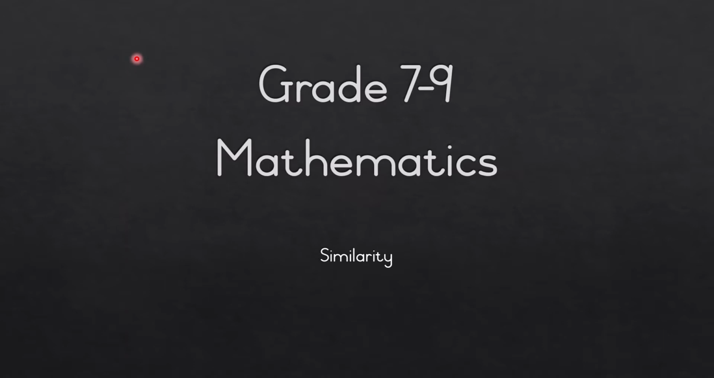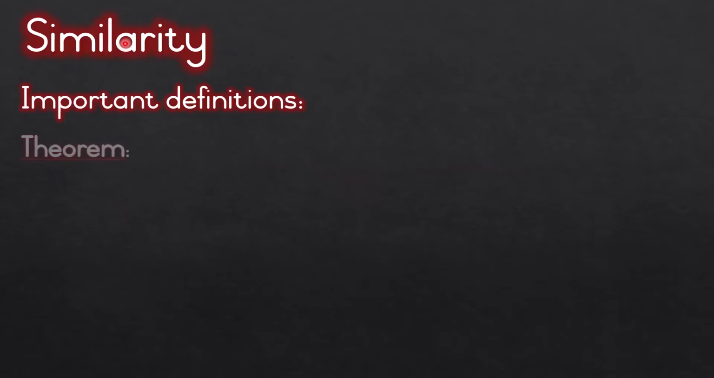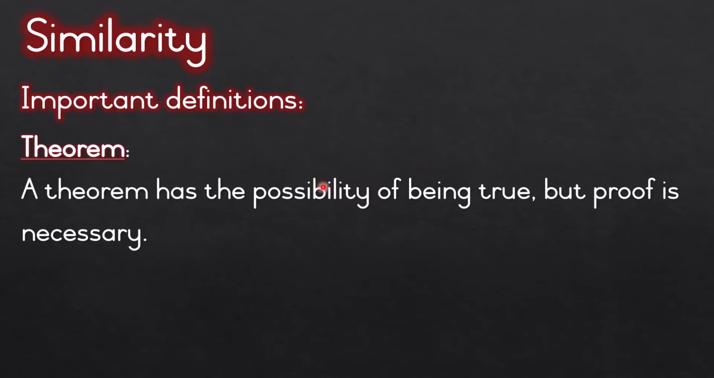Before we actually look at what similarity is, let's look at the words we're going to use when we're doing it. So, important definitions. A theorem has the possibility of being true, but proof is necessary. So, a theorem is something that you still need to prove. There has to be proof to it.